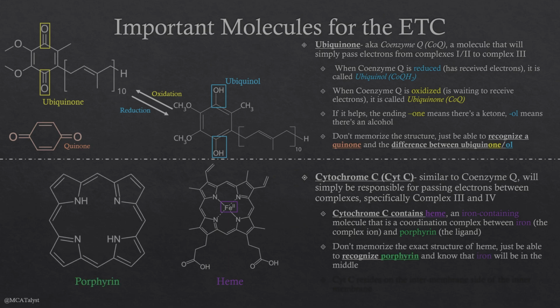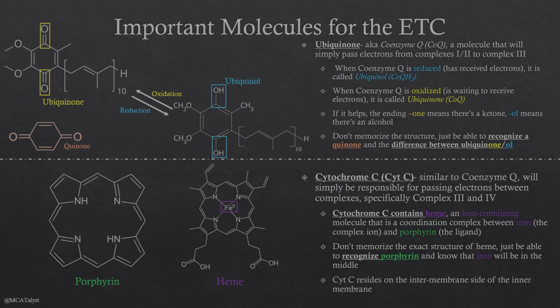So cytochrome C contains this heme structure. Again, you don't need to know the exact structure of heme or cytochrome C. You largely just need to be able to identify this porphyrin ring and know that heme is iron with this surrounding porphyrin ring, and that cytochrome C contains heme. Sounds sort of complex, but like I said, you just need to be able to recognize it. You don't need to memorize the structures.